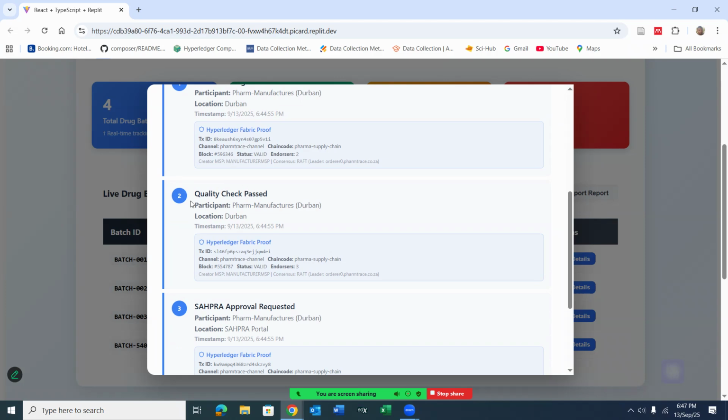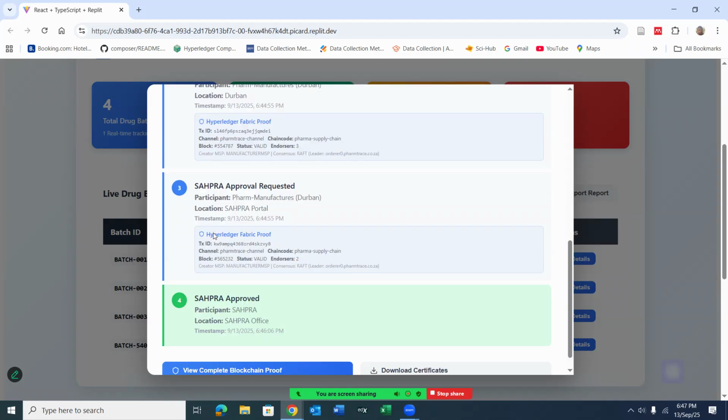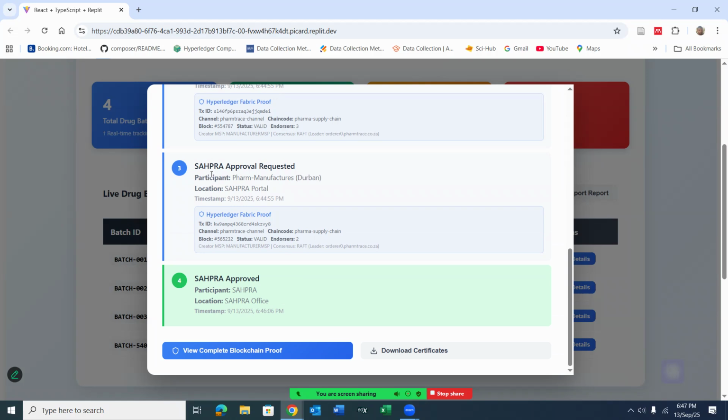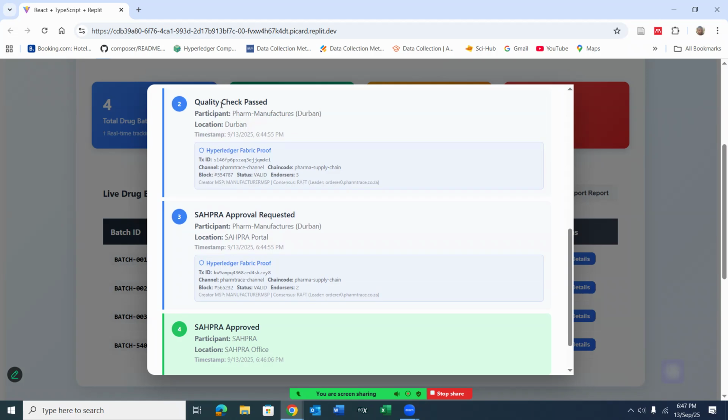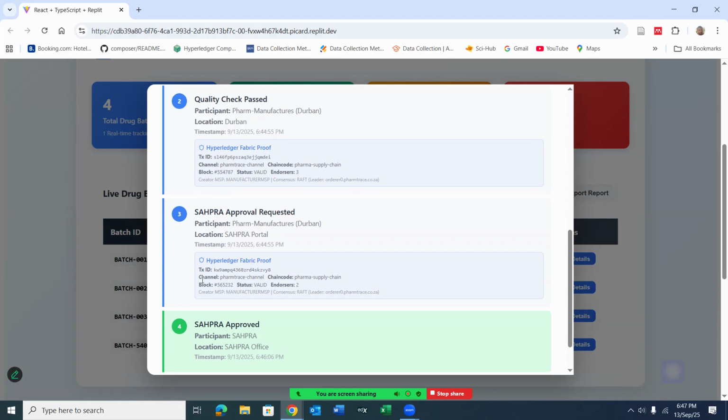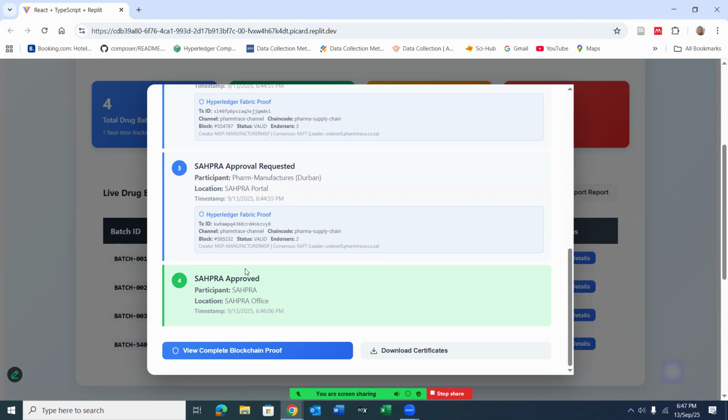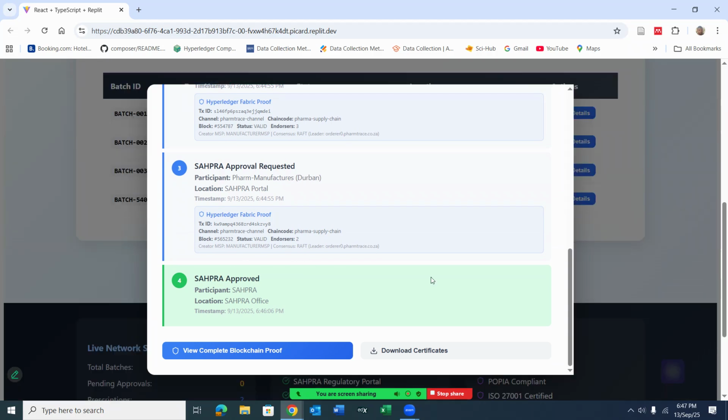Then the second step shows that the quality check was performed locally at the manufacturer site. Then it shows the result that it passed that quality assurance. Then it moved to the next step, whereby after passing the local quality assurance, it was sent to SAPRA for their approval. Then they also perform their internal quality assurance, then they approved it. So this is the current status so far. It has been approved by SAPRA.